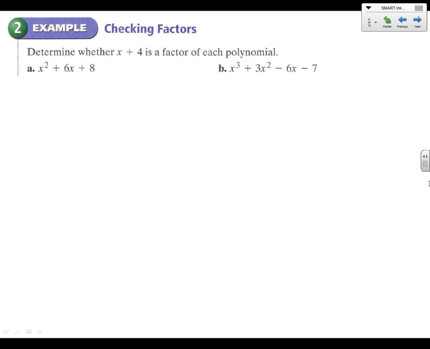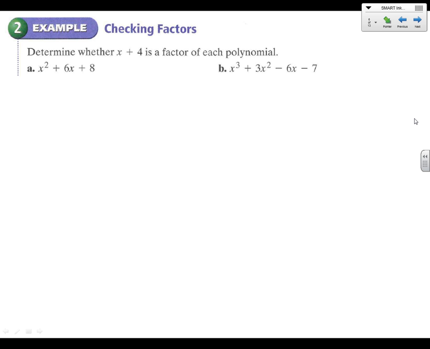Okay, so now let's determine whether x plus 4 is a factor of each polynomial. They'll be a factor if we don't have a remainder at all. So we're going to have to do some long division for both of these. If there's a remainder, not a factor. If the remainder is 0, then it's a factor.